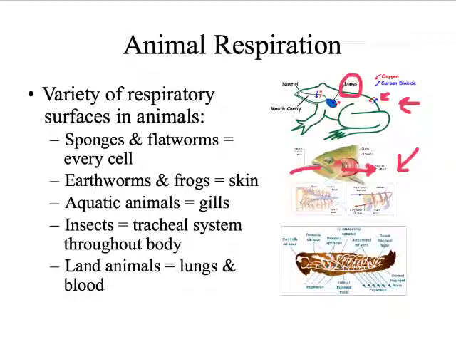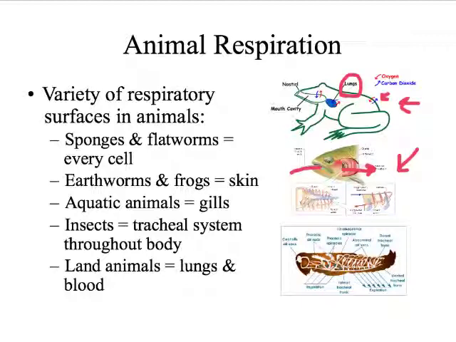Remember, fish have an operculum, which basically pushes water across their gills so they can stand still if they wanted to. But remember, sharks don't have an operculum, so they have to continue to swim in order to breathe.